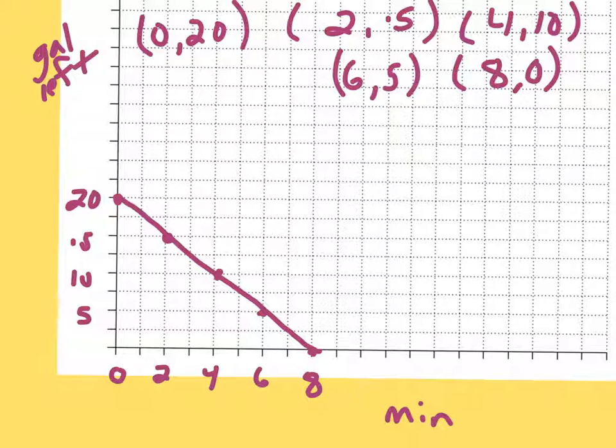So that way, if somebody wanted to come and look, well, how much water was left at 1 minute, well, they could go over here to 1 minute, go up, and they could look and say, oh, about 17 or so, okay? 17.5. And so this is continuous. Hopefully you got that right, and hopefully this makes sense to you.